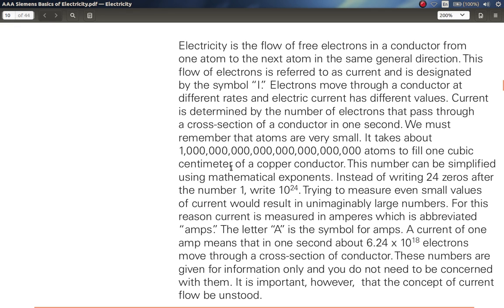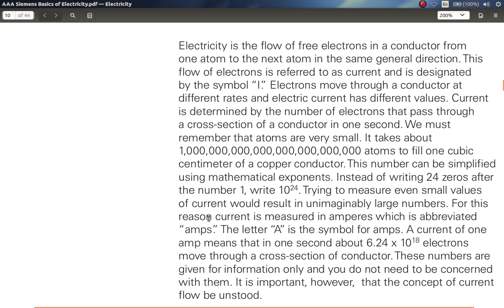This number can be simplified using mathematical exponents. Instead of writing 24 zeros after the number 1, we write 10 and then 24 as superscript. So it's 10 to the power of 24. A very large number. Trying to measure even small values of current would result in unimaginably large numbers.